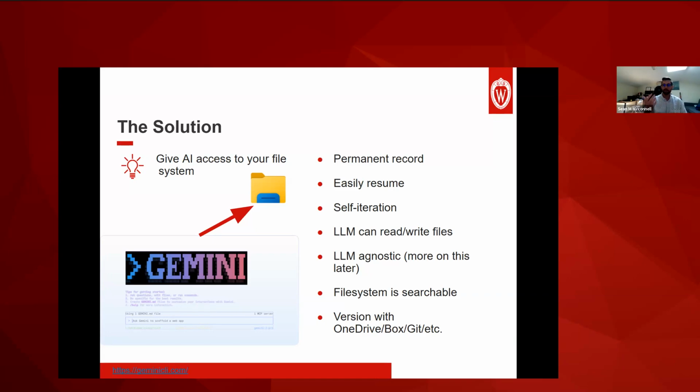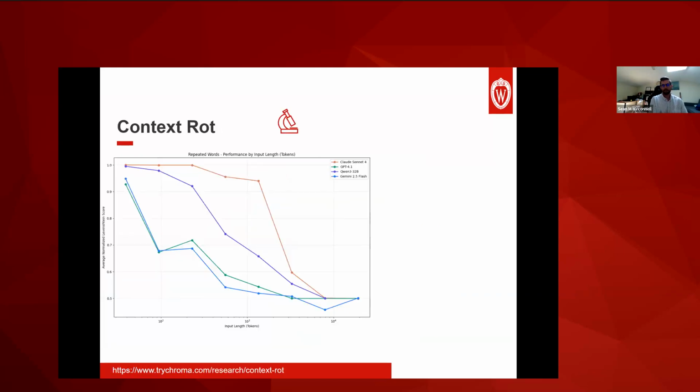With this system, it's all in the file system. So you've got control of it, and you're not going to lose those long-running chats. Slide. So let's talk about why the models start to feel a little dumber as you use them.